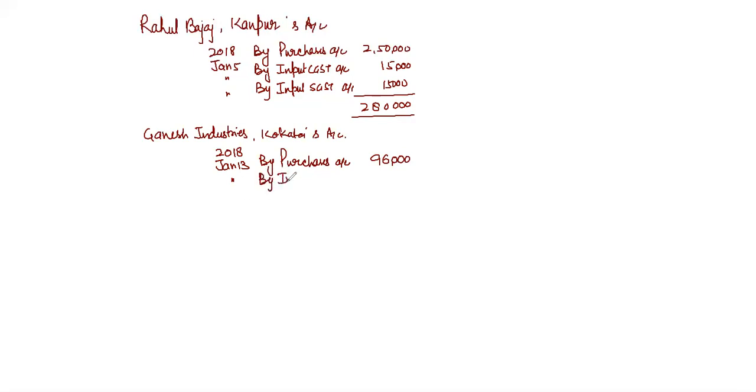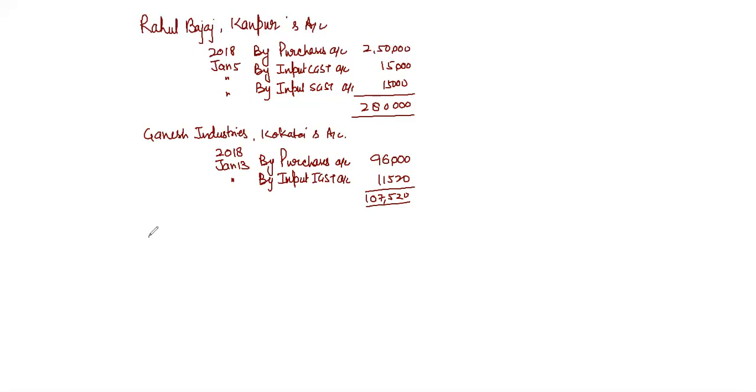And by input IGST account, and that amount is 11,520. So like this total will be 1,07,520. Okay, now see, there is one more transaction on January 28 with Vijay Modi. We are purchasing goods from Vijay Modi, Surat, Gujarat, and this is also one of the interstate transactions. So again, we can see there will be IGST.